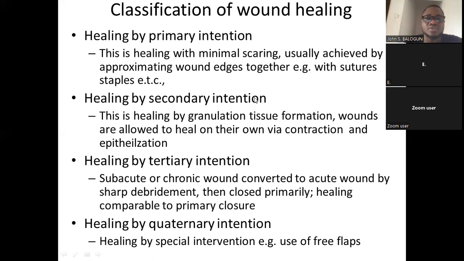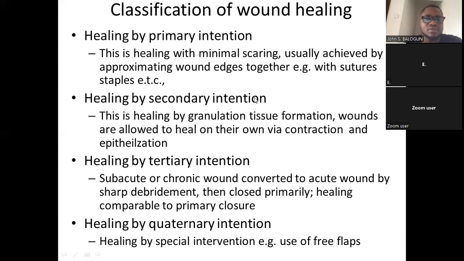So for secondary intention, the aim of healing is by granulation tissue. What this simply means is that when you see a wound and you keep dressing the wound until the wound heals, it's going to form a broad scar. And that healing is by secondary intention. Are we communicating?